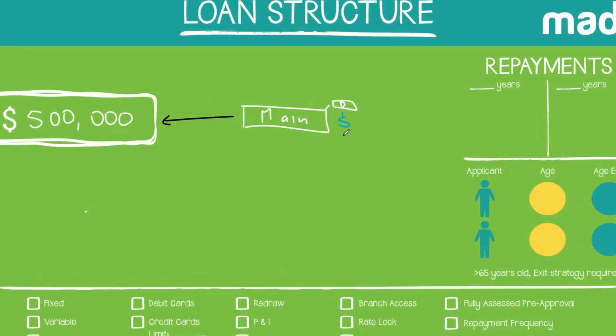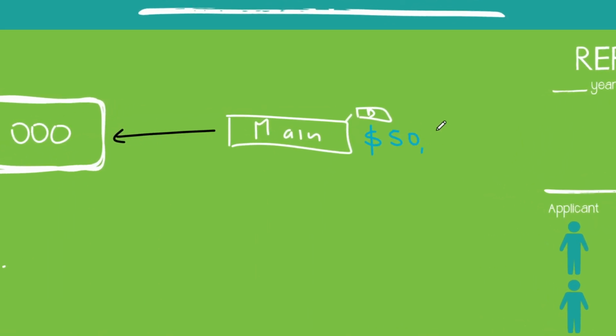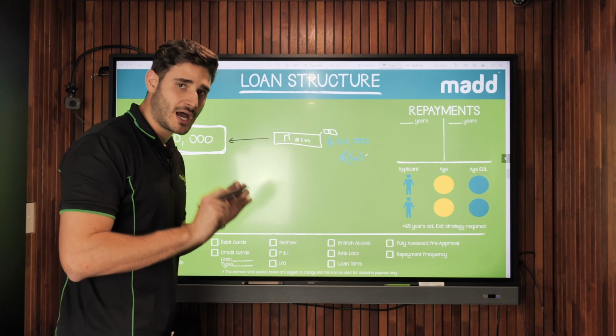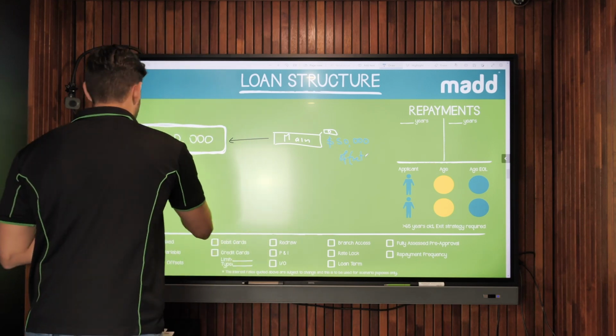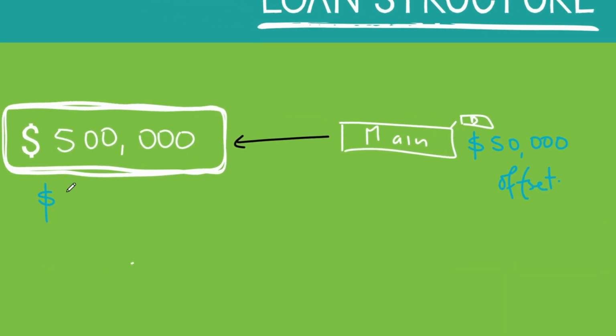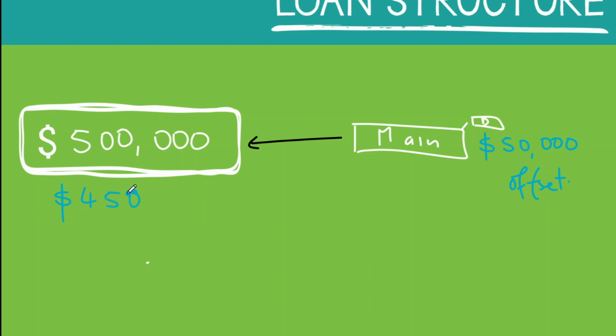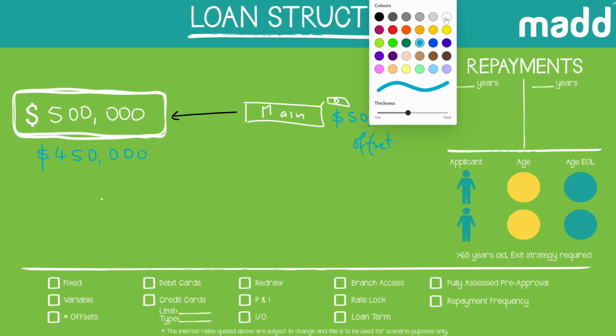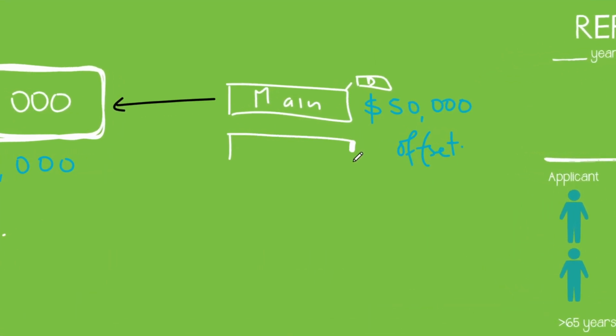For instance, if you have $50,000 sitting in this main account, this will offset your $500,000 loan. So rather than being charged interest on $500,000, you're only being charged interest on the difference, which is $450,000.